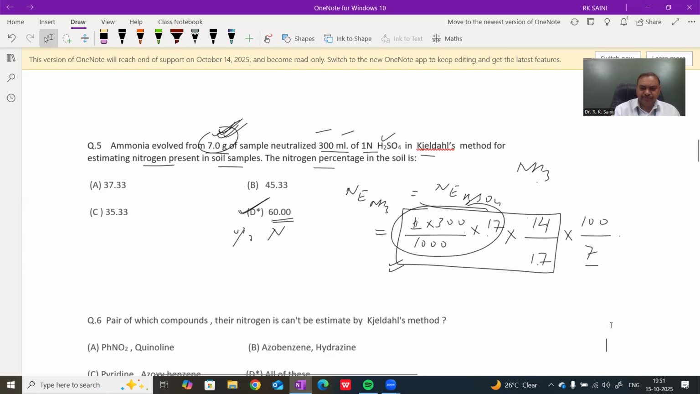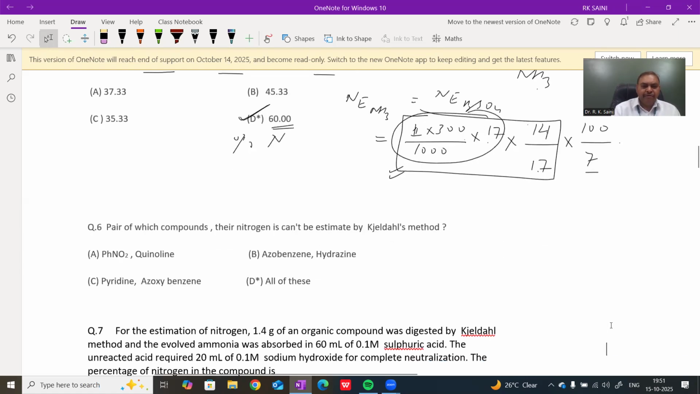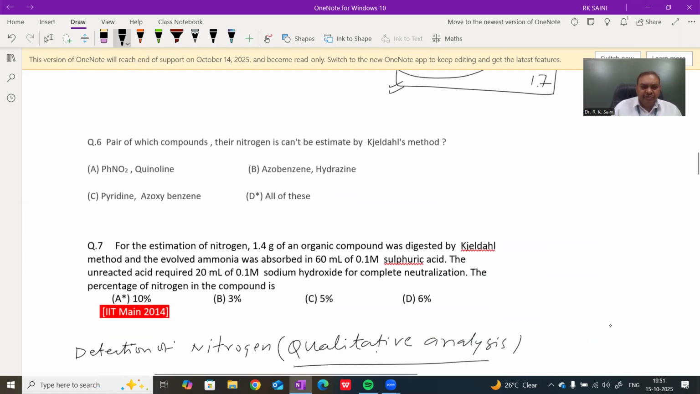Question next. Which pair of compounds has nitrogen that cannot be estimated by the Kjeldahl method? The first compound is nitrobenzene. Nitroso, azo, pyridine, quinoline, compounds whose nitrogen is present in the aromatic ring, do not undergo this test. Nitrobenzene and quinoline both do not give this test.